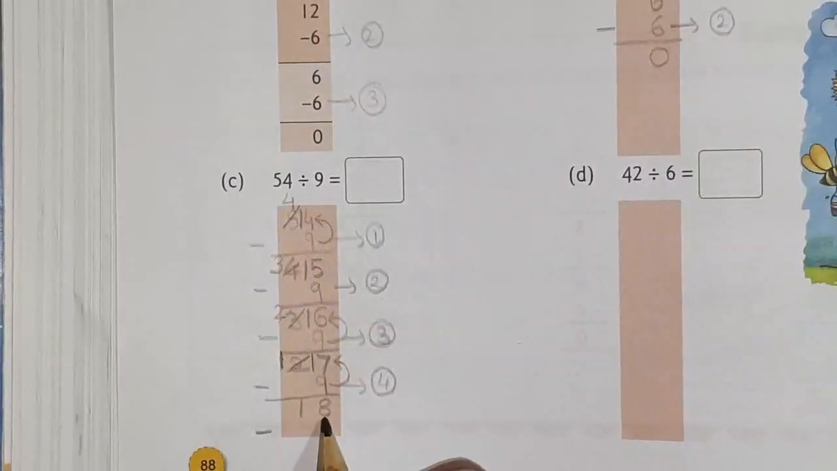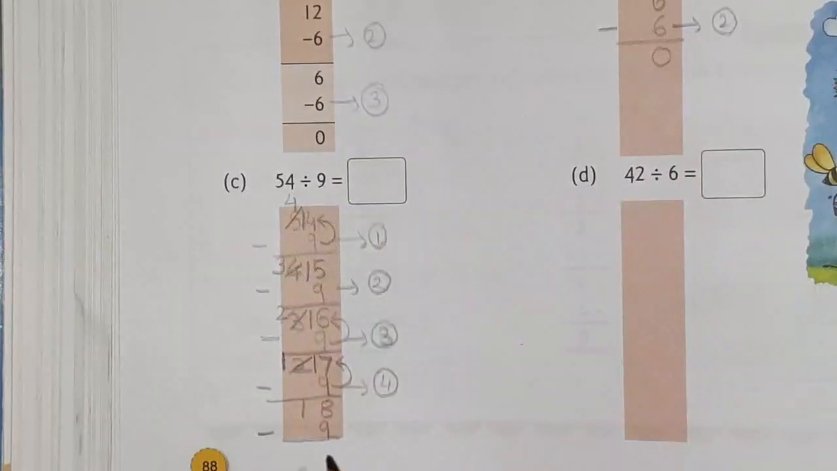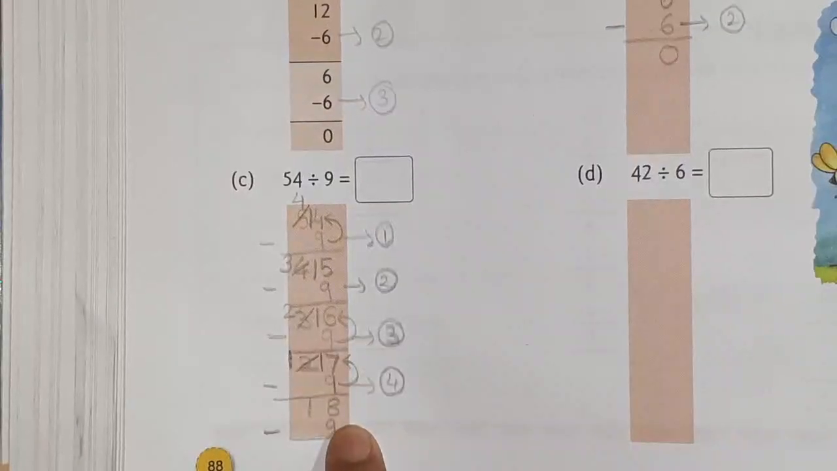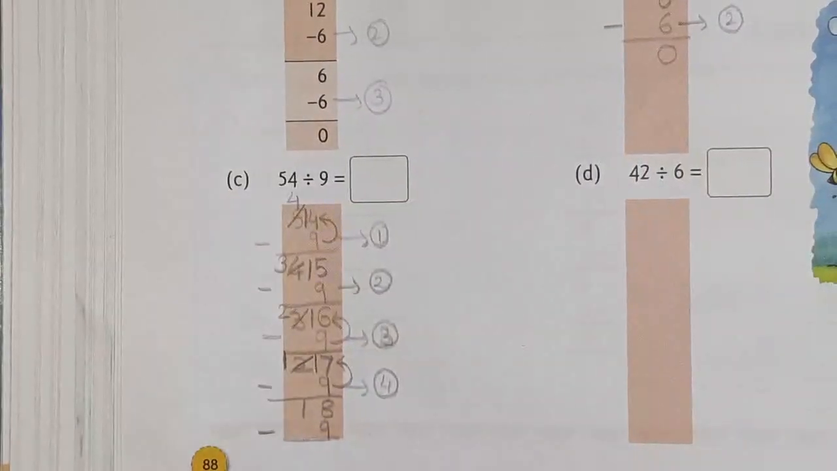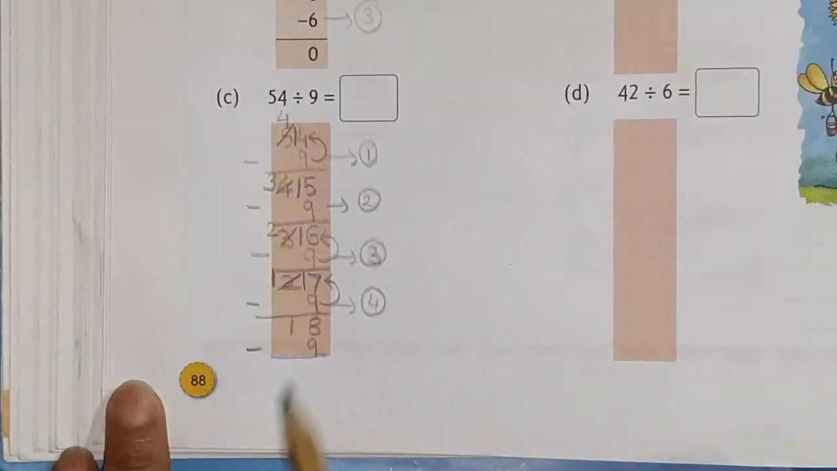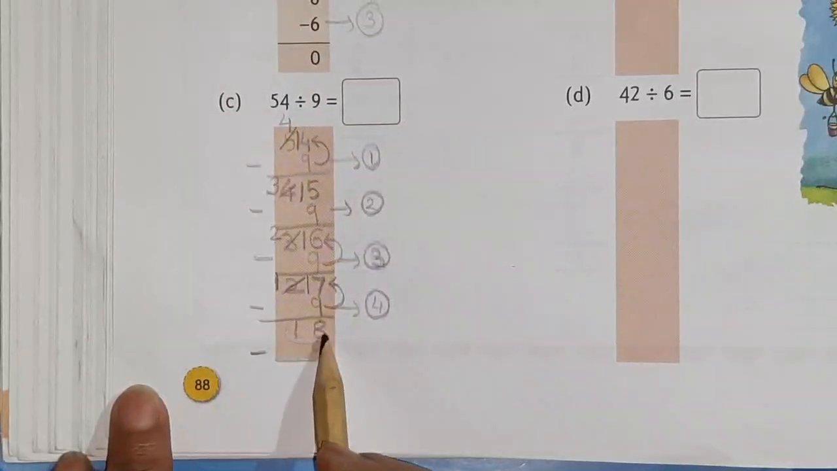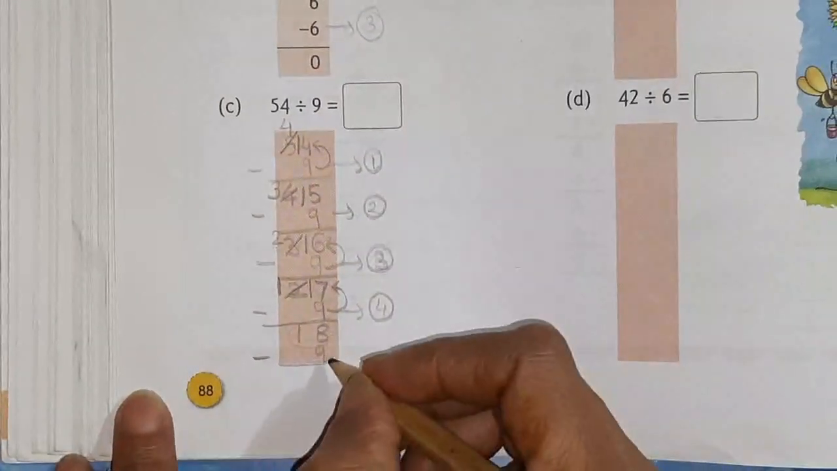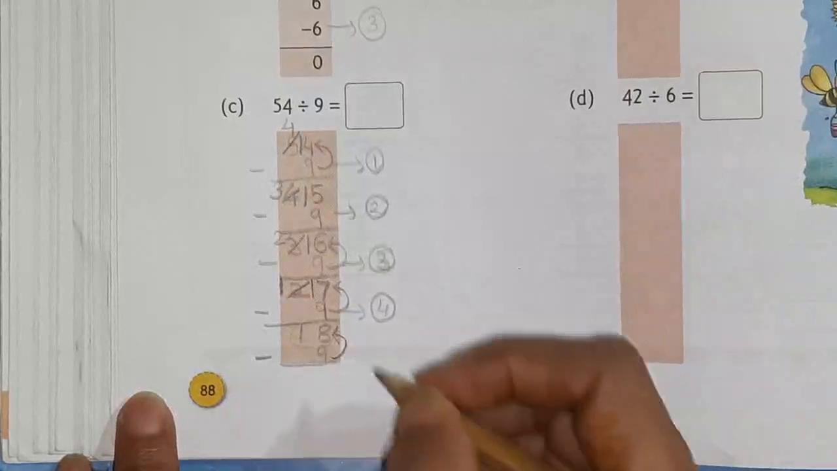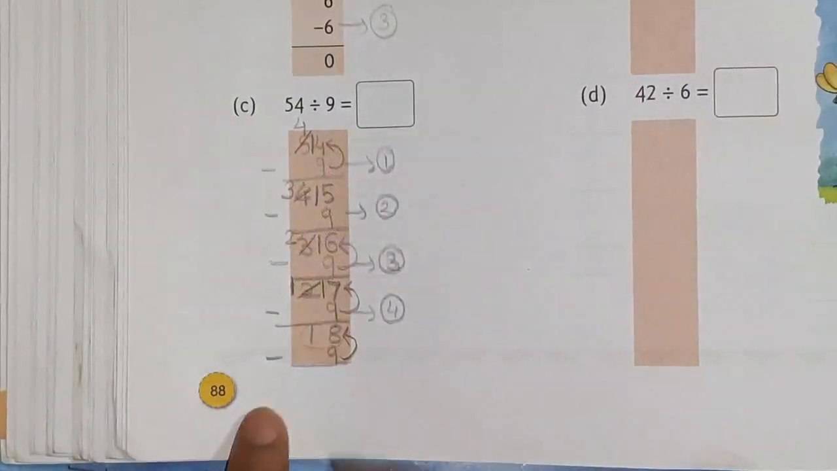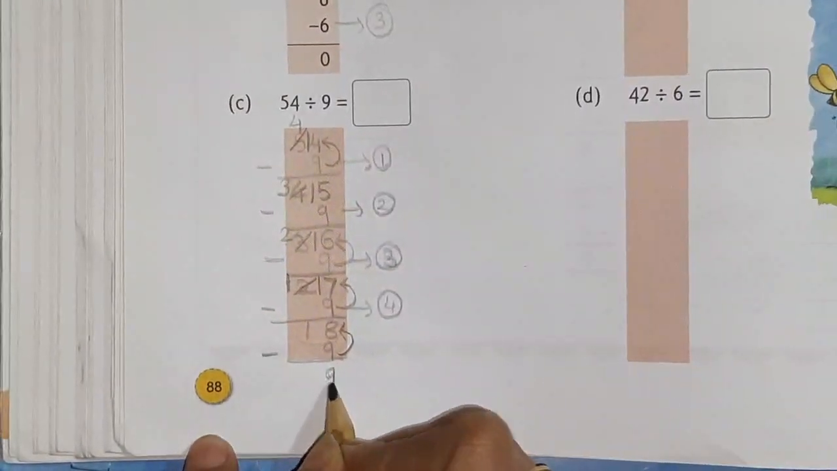Now cut 9. Open 8 fingers. Cut 9. Not possible. So take the whole 18. Count 9 after, till 18. So we'll get 9 as the answer.